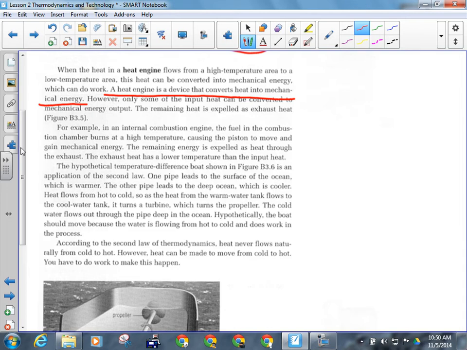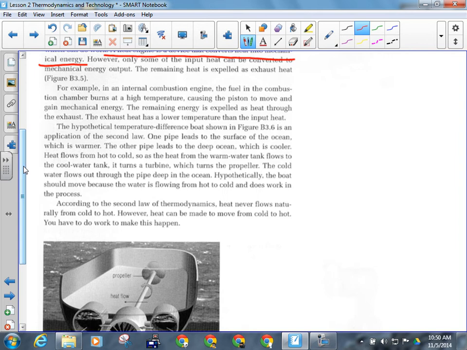So the exhaust heat has a lower temperature than the input heat, and that's why a lot of the heat goes out the exhaust or into your coolant system. Running all throughout the engine block of your car is coolant, the green stuff that, if it's leaking out of your car, you need to get fixed right away. It runs through ducts and pipes and whatever else, and as it runs through there, it absorbs heat energy from the engine. Then it goes to the radiator, and the radiator has a fan on it that blows that heat into the surroundings.